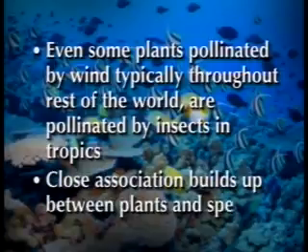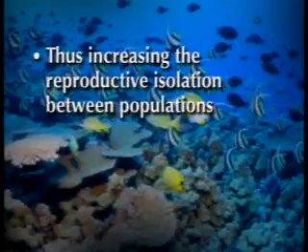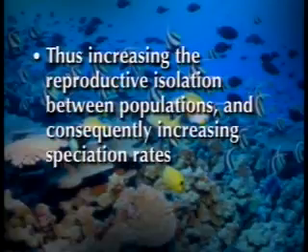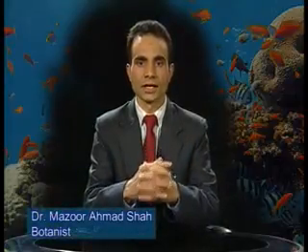And what happens because of this animal pollination is that a close association builds up between the plant and its specific pollinator, thus increasing the reproductive isolation between populations. This is very important, and consequently this leads to an increased rate of speciation. That means the rate at which new species are created is much faster in tropics because of this specific association between the pollinator and the plant species, which promotes the number of species overall in the tropics as compared to the rest of the biogeographical areas.